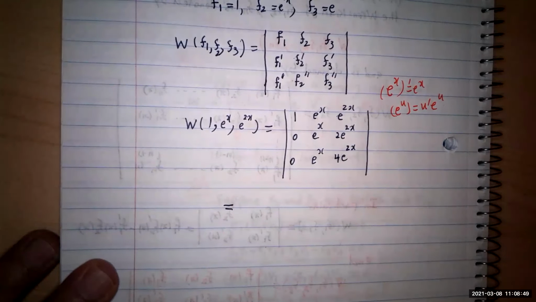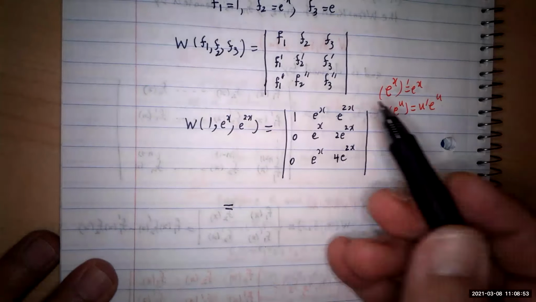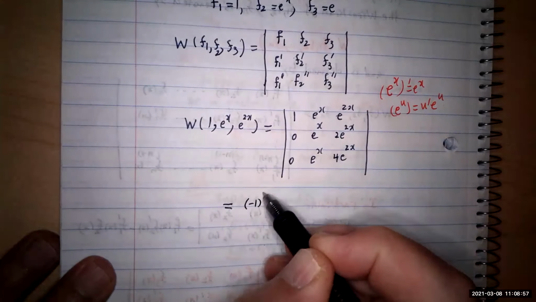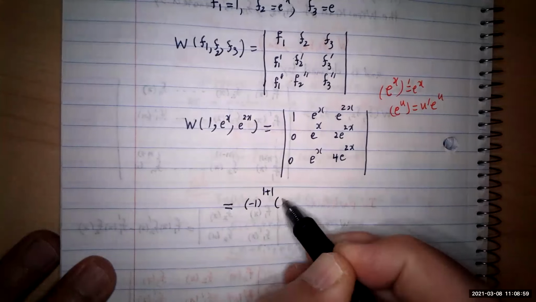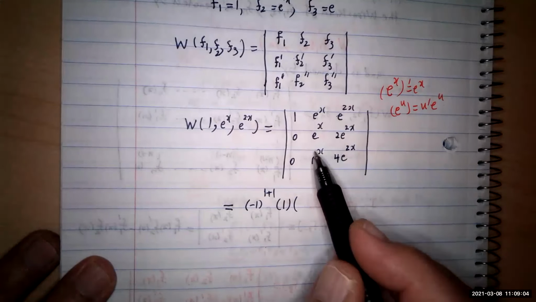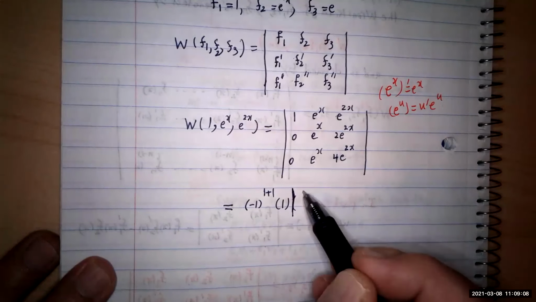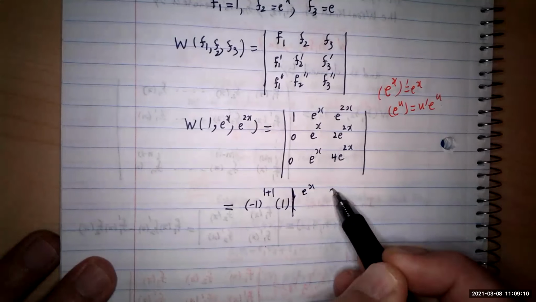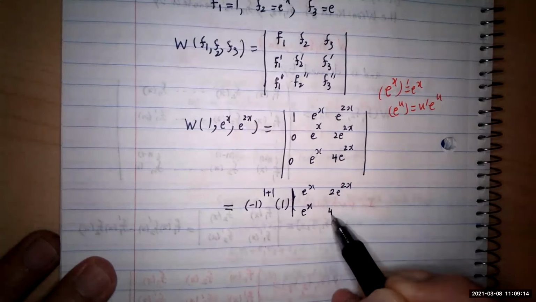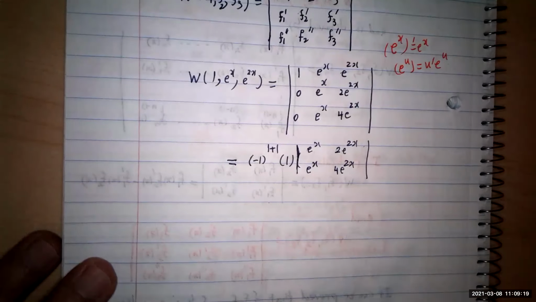The entry is 1, so you don't need to write it down. It carries a sign of negative 1 to the 1 plus 1, and we have the 1 times the matrix we get by eliminating its row and column. You get e to the x, 2e to the 2x, and so on. You can write it down right away. I'll just explain it, so that is what you've got to do.